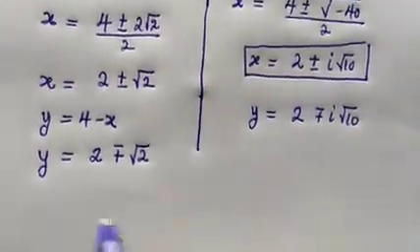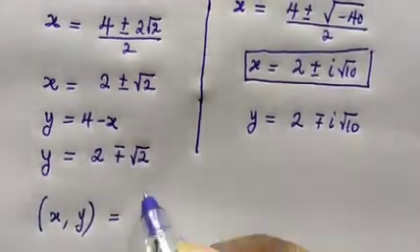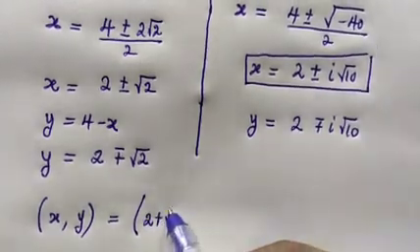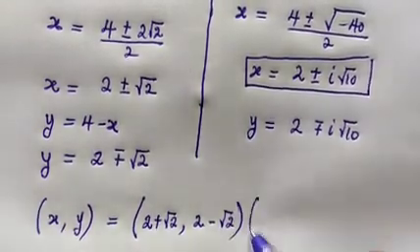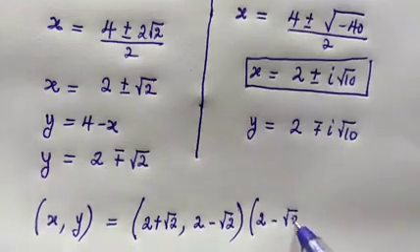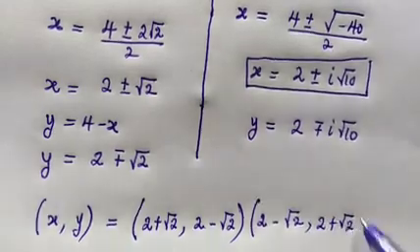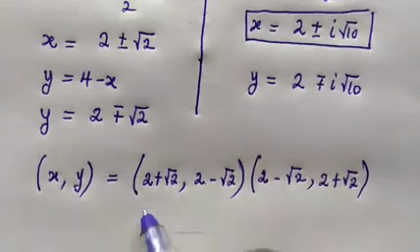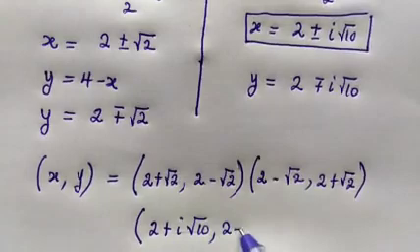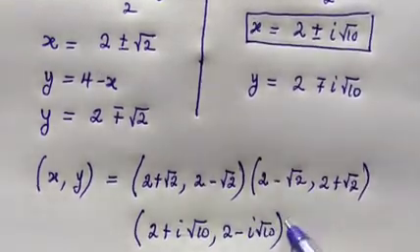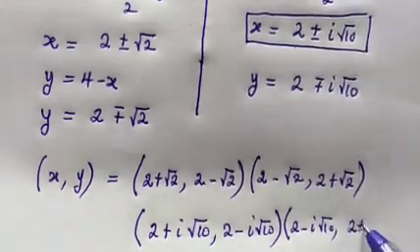So here we have our solutions for x and y. For the real values, when x is equal to 2 plus root 2, y is equal to 2 minus root 2. When x is equal to 2 minus root 2, y is equal to 2 plus root 2. And for complex solutions, when x is equal to 2 plus i root of 10, y equals 2 minus i root of 10. When x equals 2 minus i root of 10, y is equal to 2 plus i root of 10.